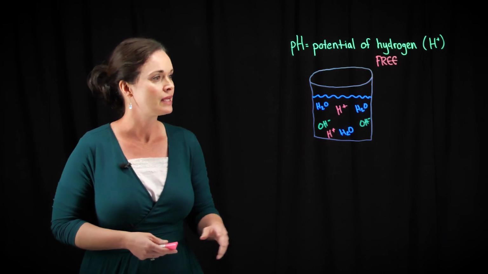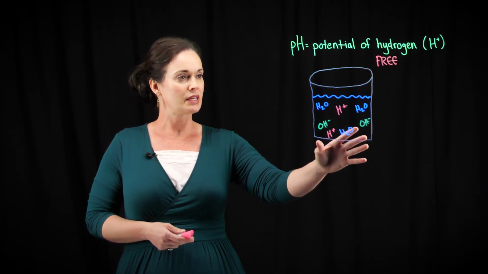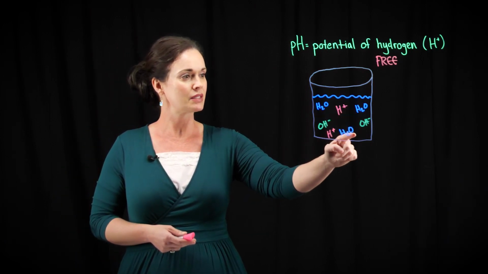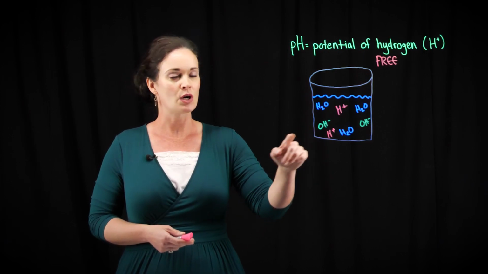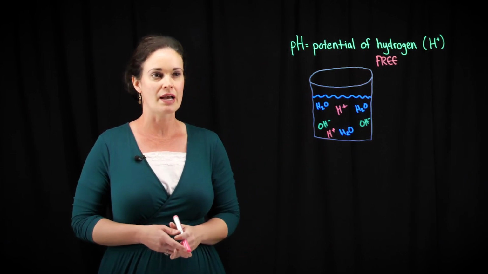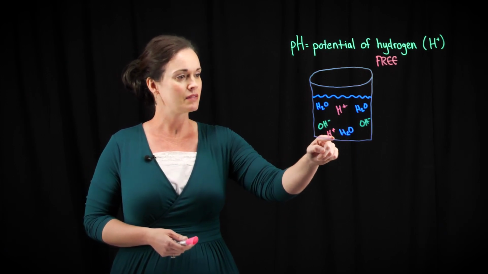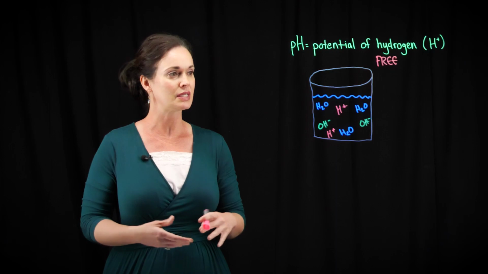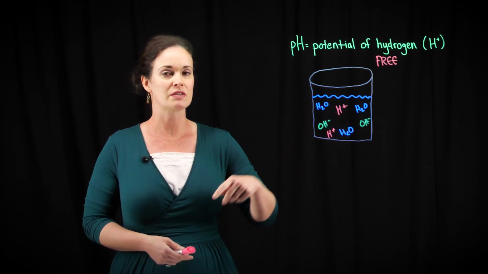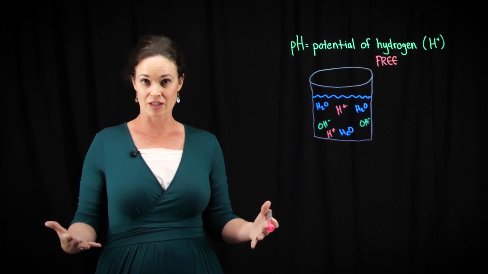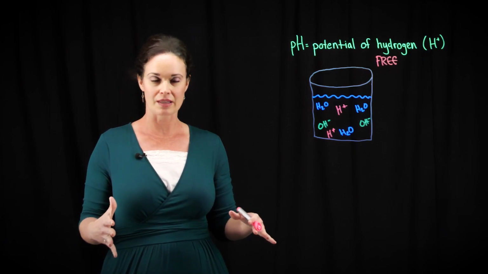So it's a solution. But if you look at this beaker that I've drawn here, we've got some water molecules, and we've got some OH minus, which is known as hydroxyl ion, just another chemical that's floating around in there. And we have some hydrogen ion. And you'll notice that in its ionic form, as it's floating around in this water, that's our free hydrogen. It's not bound to anything else.